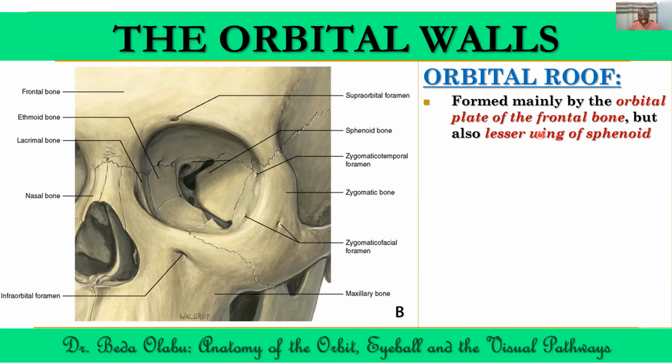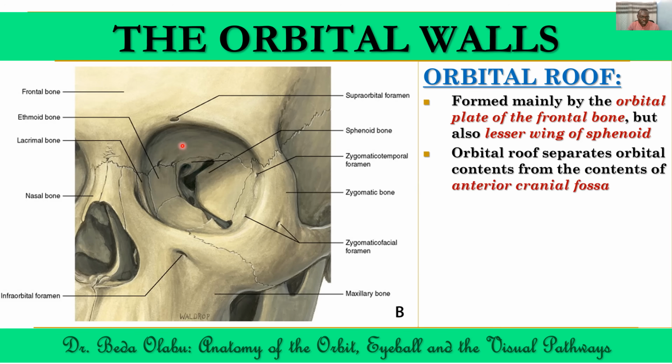So the orbital roof is formed mainly by the orbital plates of the frontal bone, which is the one I'm pointing at this point. However, we also have the lesser wing of the sphenoid bone, which is this one here. So this is the lesser wing of the sphenoid bone. Usually the lesser wing of the sphenoid bone has 2 roots. There's that root, and that's the lesser wing of the sphenoid bone. So those 2 bones form the roof of the orbit. Remember, the main one is the orbital plate of the frontal bone.